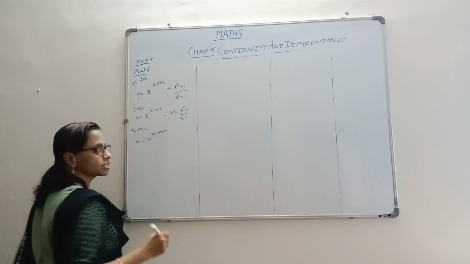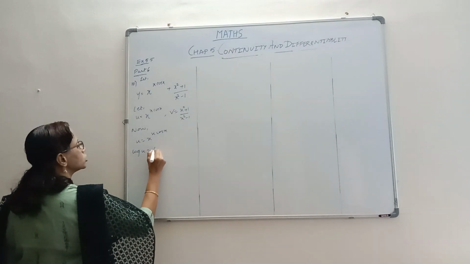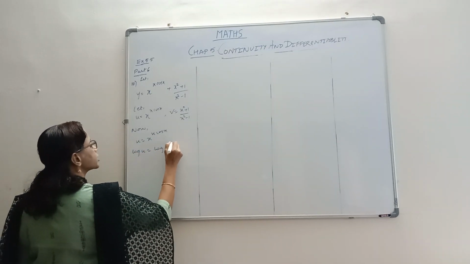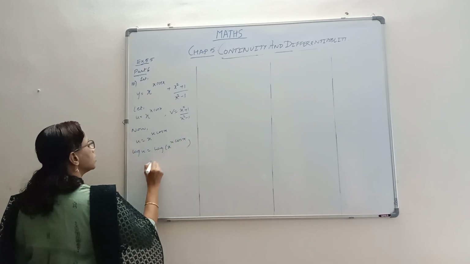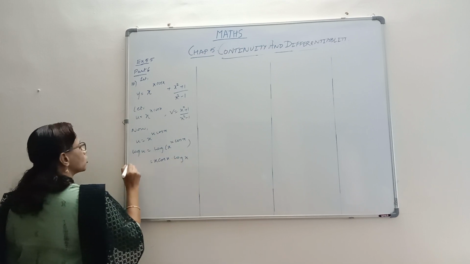We can clearly see that it's function raised to function, so the only option here is log u is log of x raised to x cos x. The exponent comes up here, so it is x cos x times log x. And this is log u over here.